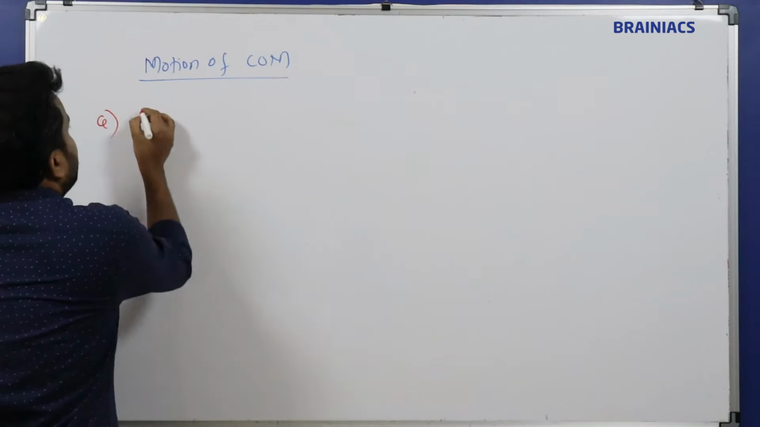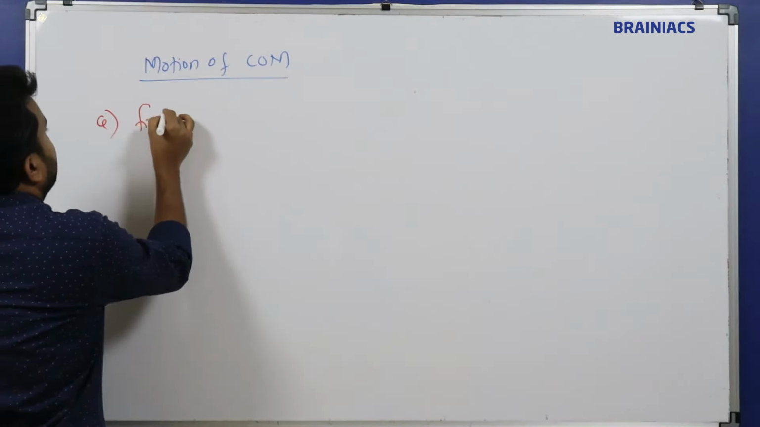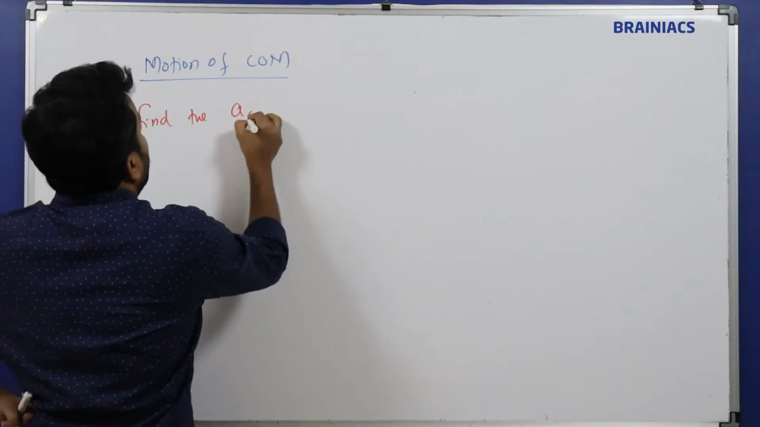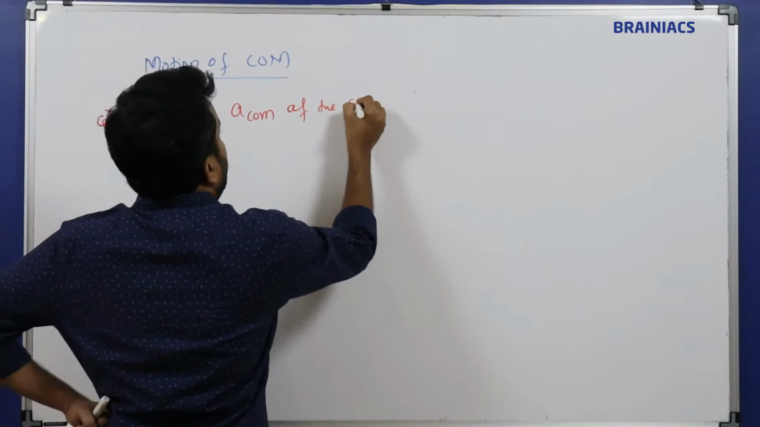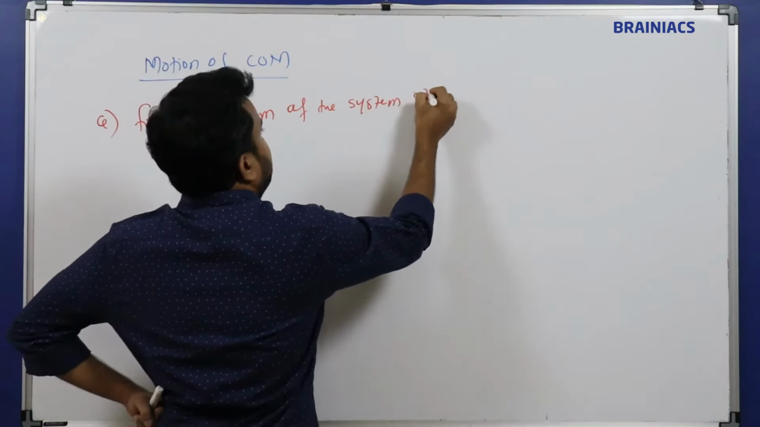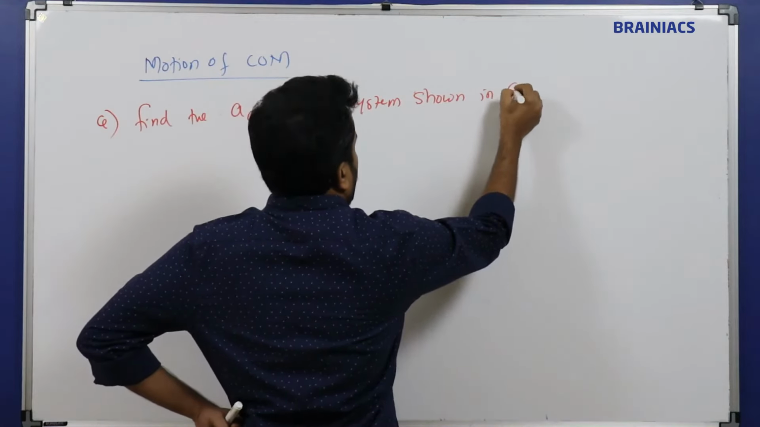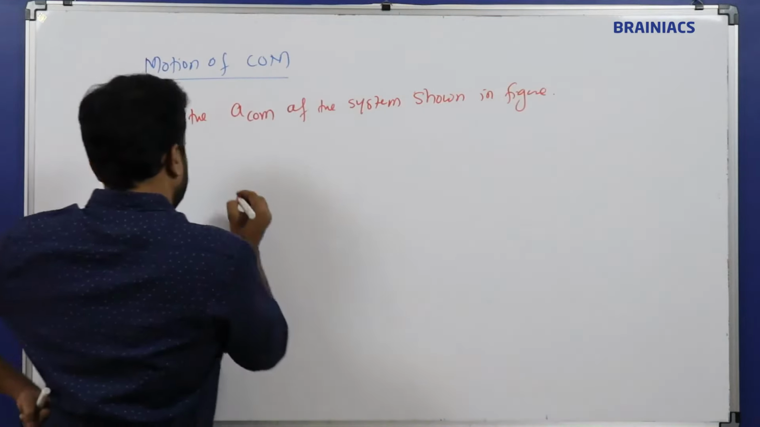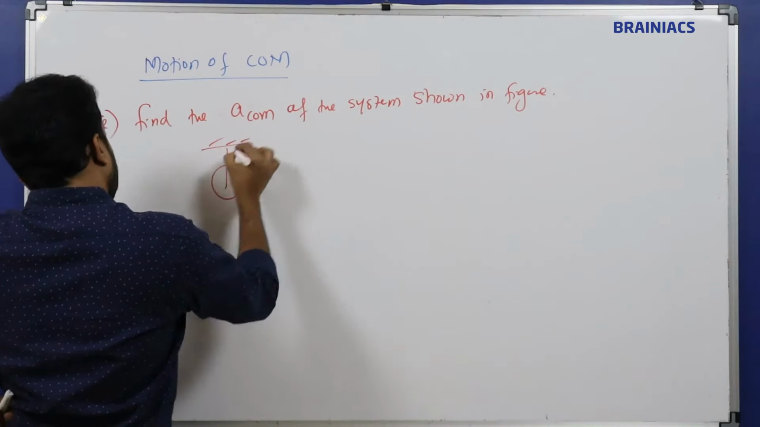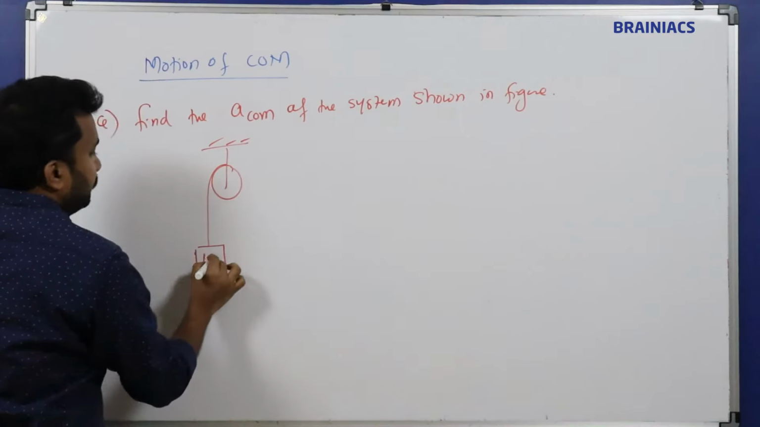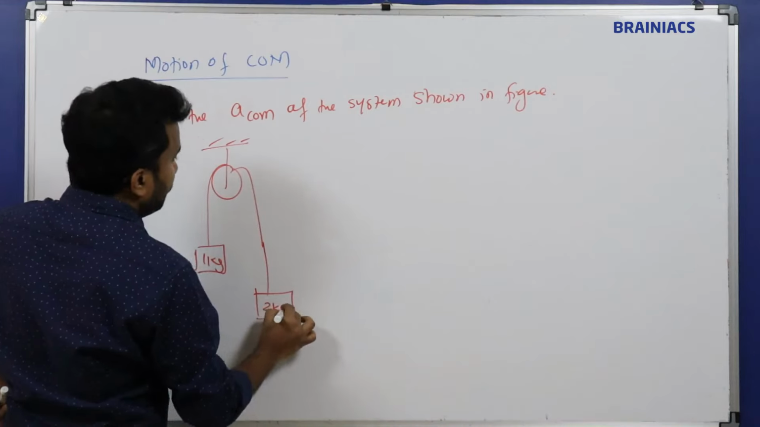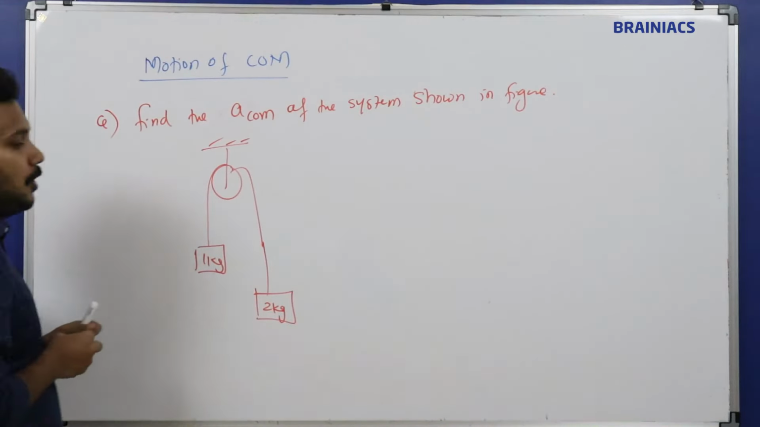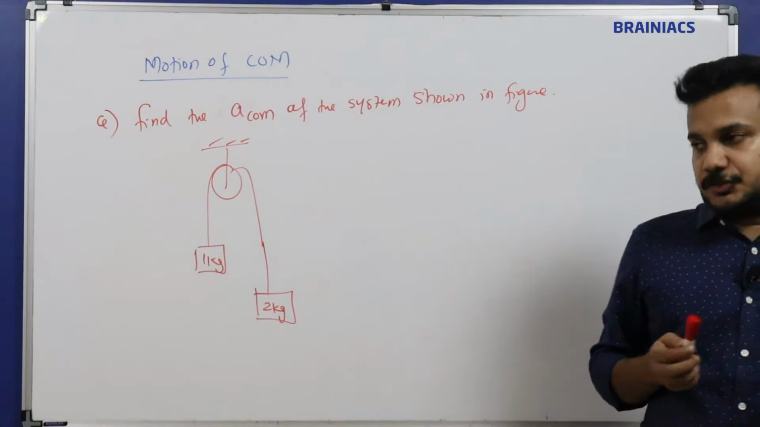So the question is: find the ACOM, the acceleration of the center of mass of the system shown in the figure. It's a pulley system, like what we learned in laws of motion, with a 1 kilogram mass and a 2 kilogram mass. We have to find the acceleration of the center of mass of this accelerating system.